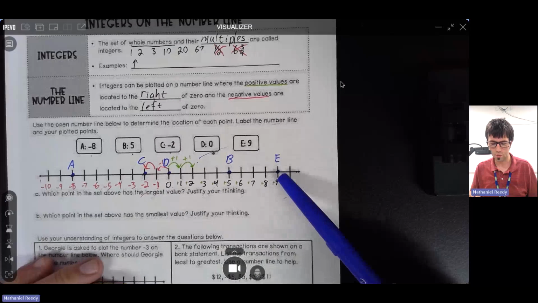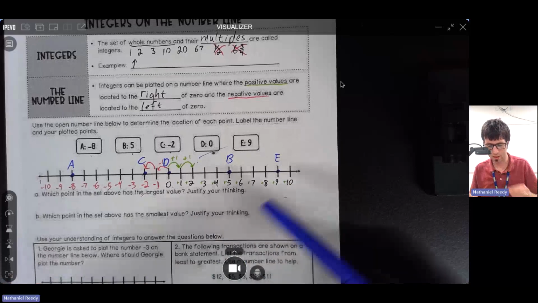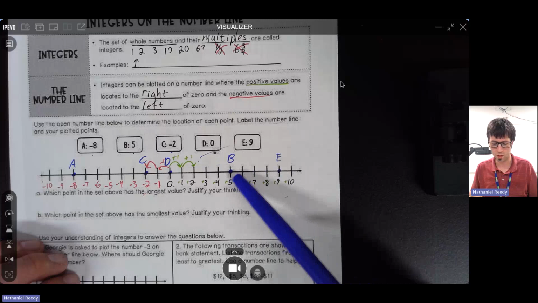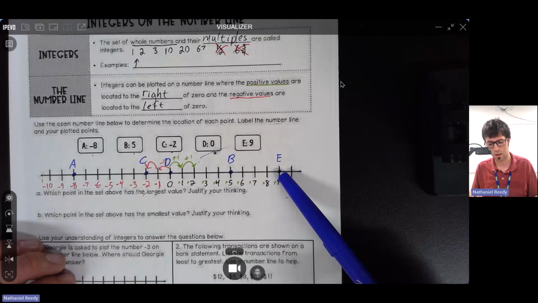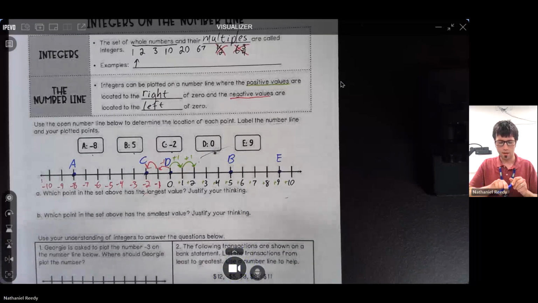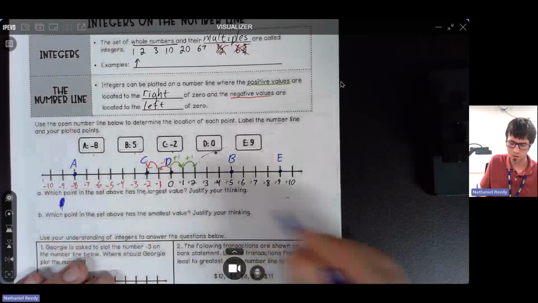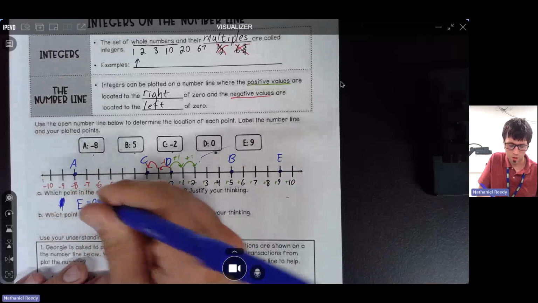So it's really easy to see that 9 is the largest point we labeled because, well, if I have $9, then I definitely have more than $5. $9 can buy me more than $5. $5 may be just a burger, but with $9 I could buy a burger, fries, and a drink. So E, which was 9, is my largest point.